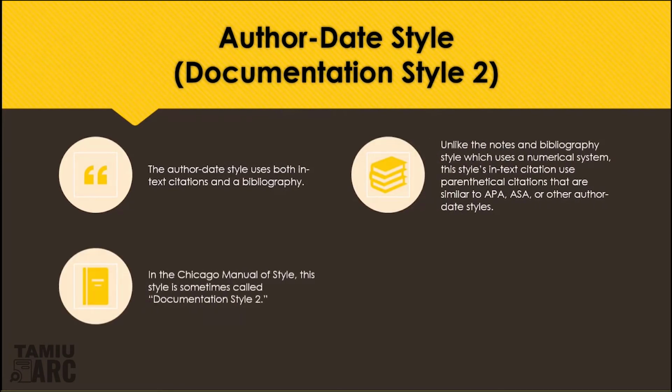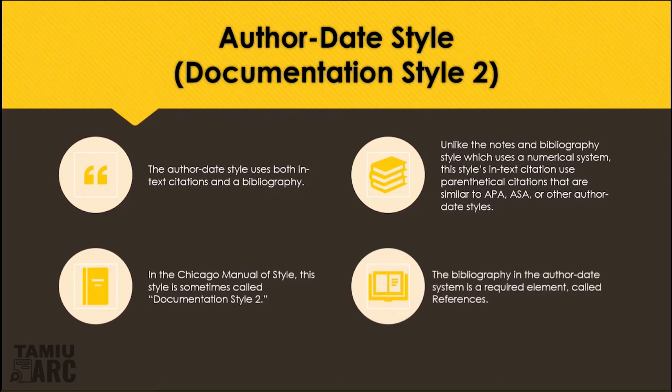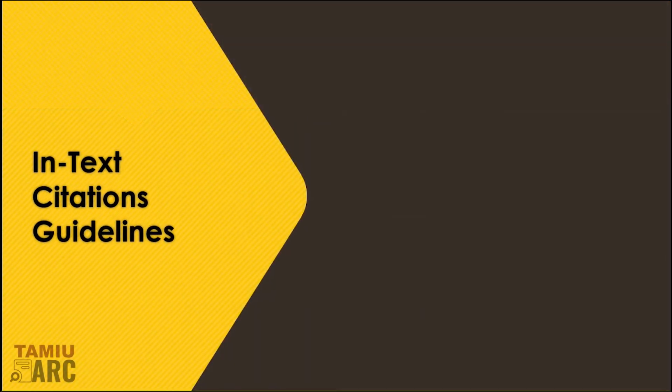Unlike the notes and bibliography style, which uses a numerical system, this style's in-text citations use parenthetical citations more akin to APA, ASA, or other author date referencing styles. The bibliography in this author date system is a required element titled References. Let's take a closer look at author date style in-text citations.